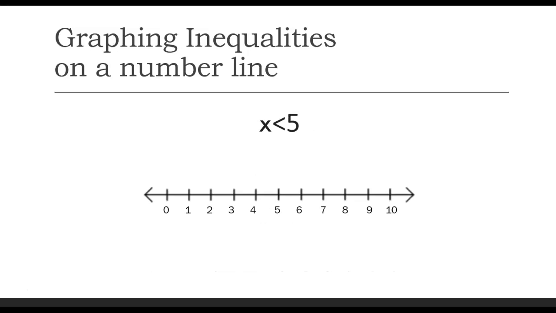We can graph this function on the number line. Since x is less than 5, we will put a marker on the 5. Notice the circle is open and not closed. This is because x is less than and not equal to 5. If x were equal to 5, then the circle would be closed.